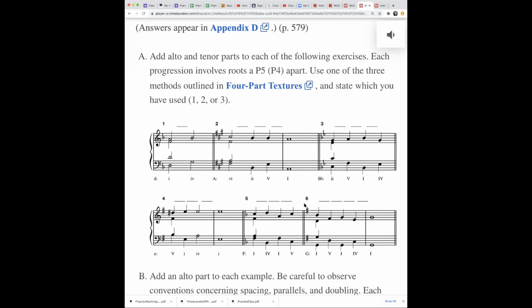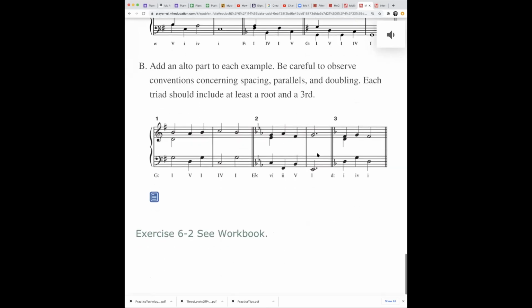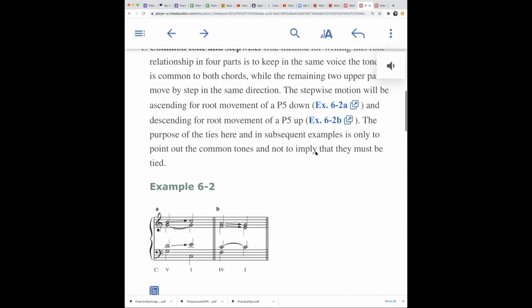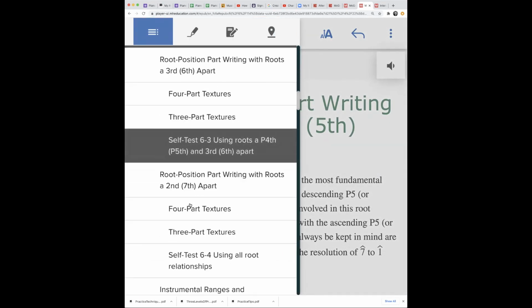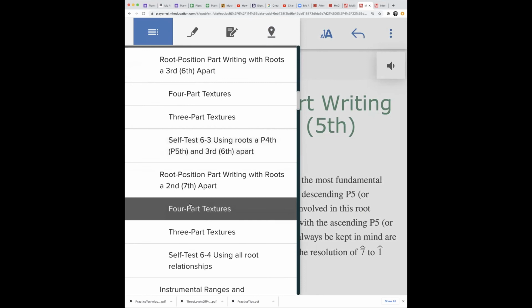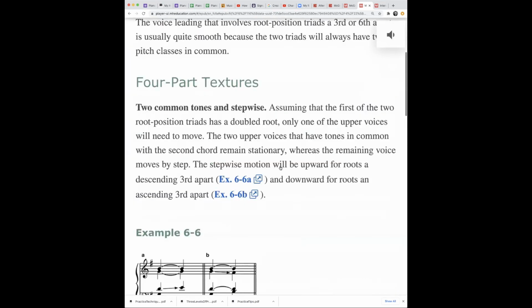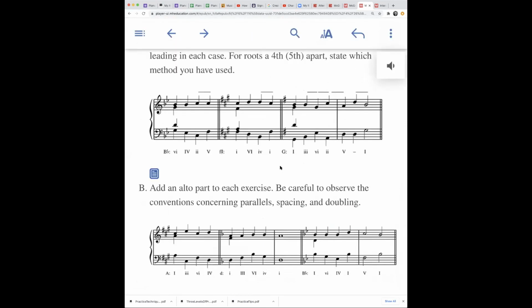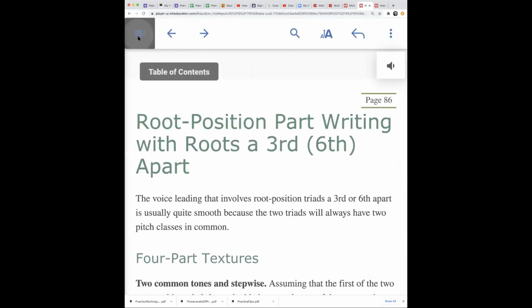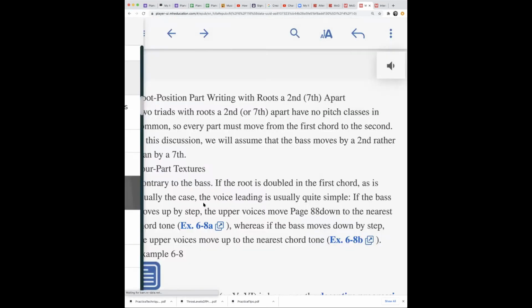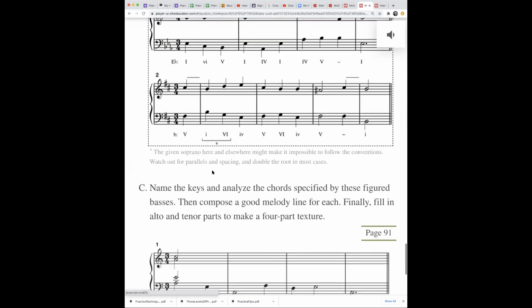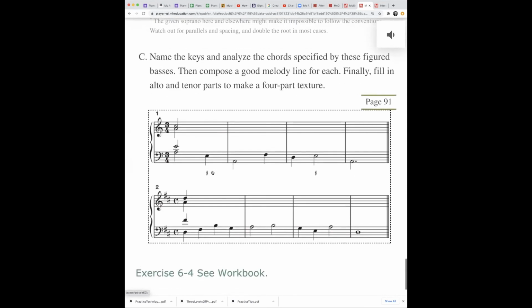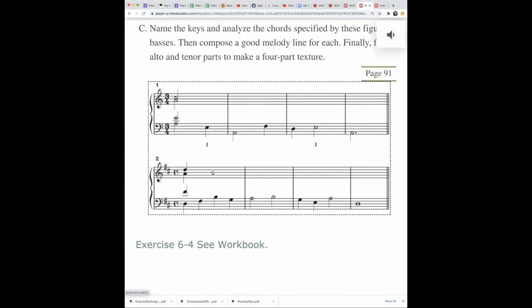Let's see if they give us an example in this test of what I'm talking about. I don't see it. Let's go on to self-test this. Not really. There's also the workbook still, so we'll have to do that. Yeah, here's an example right here, doing something like this. Let's look at number 2.